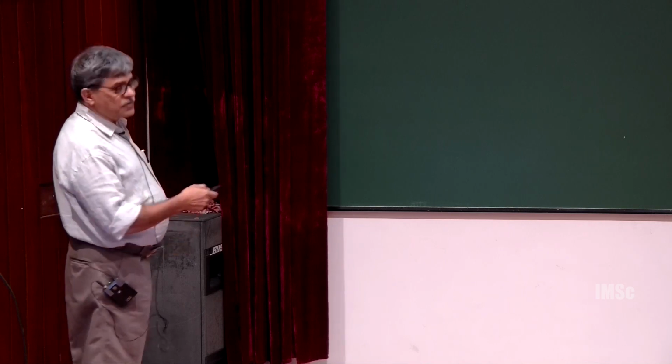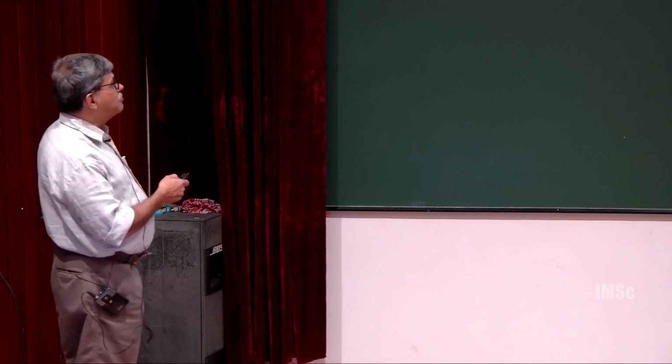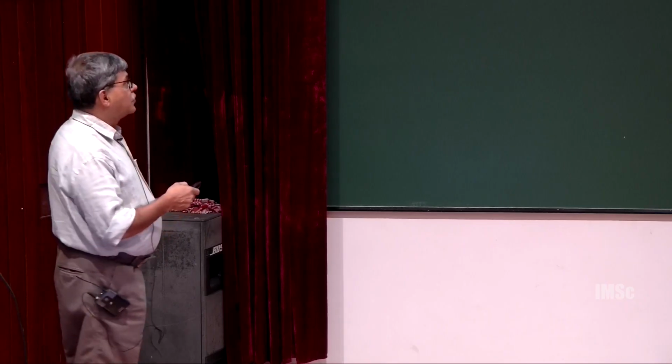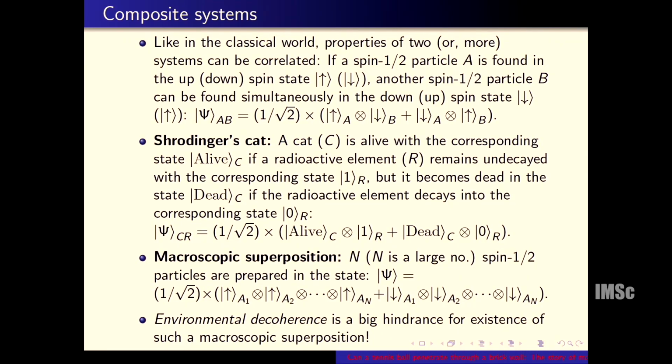So this is the superposition, and again the tensor product is there. This is the composite system state. This is again a superposition, but here you see that this is a kind of macroscopic superposition, because the alive cat and dead cat are macroscopic states.